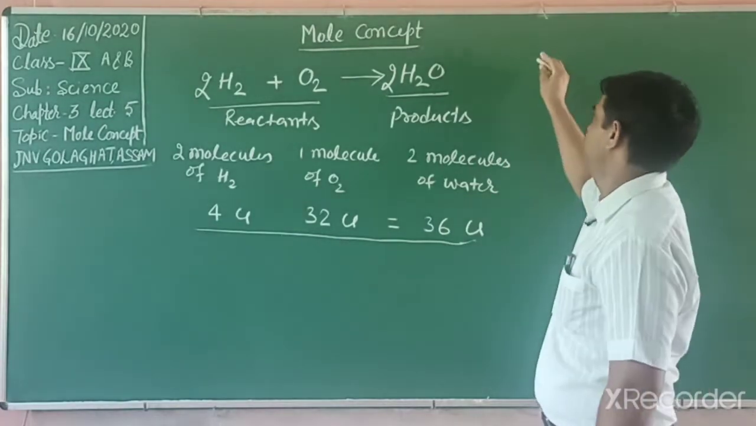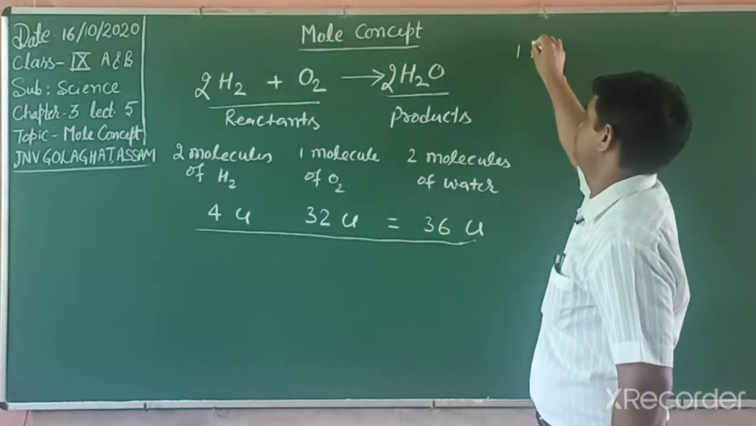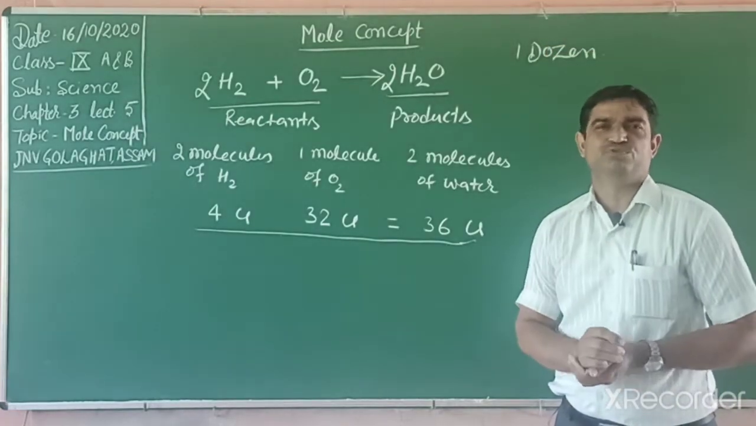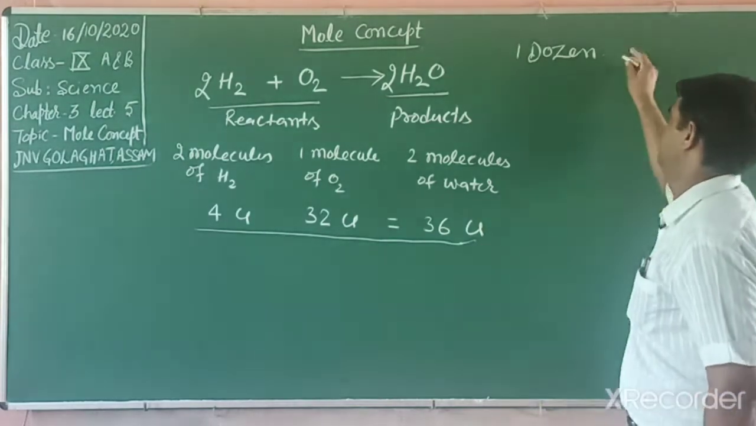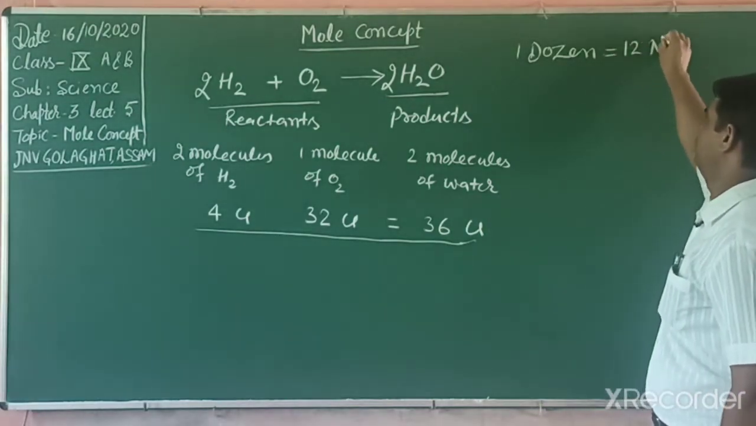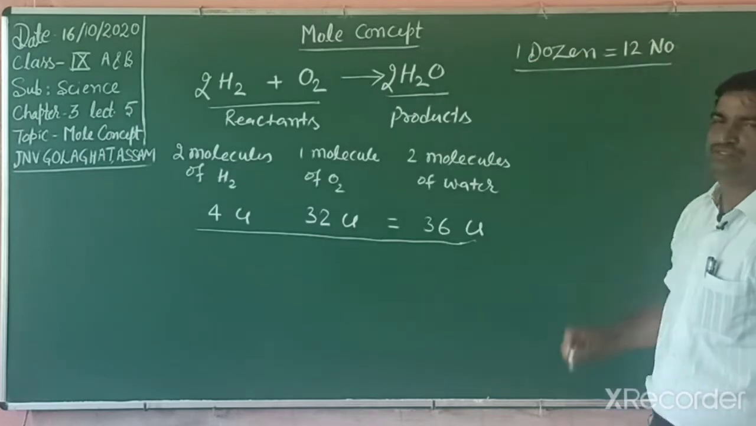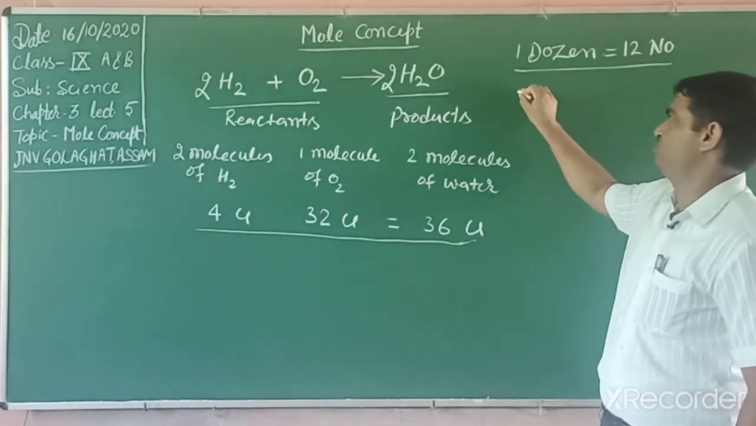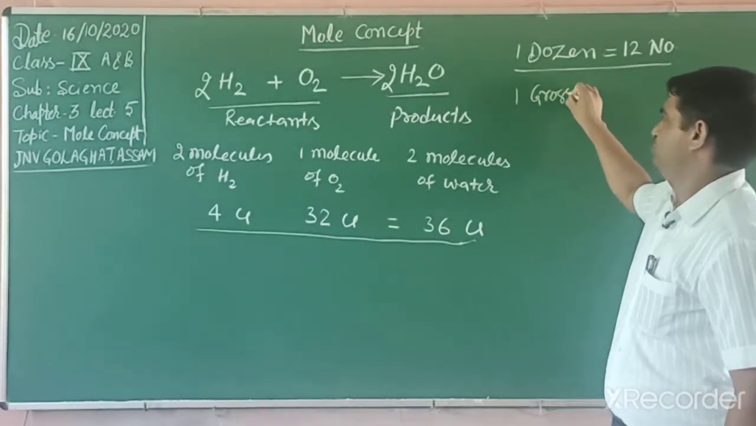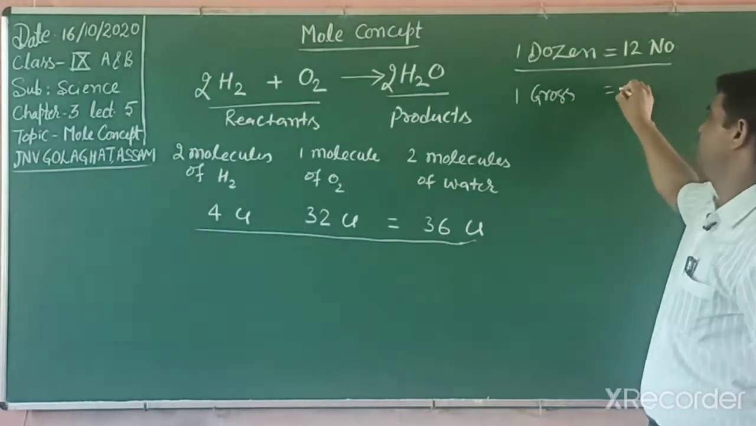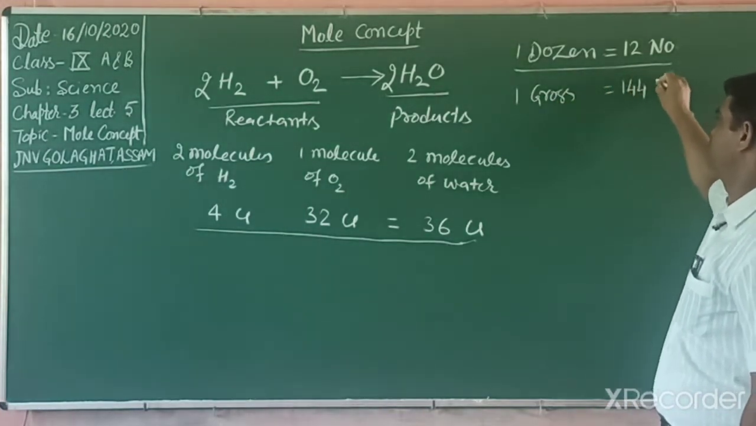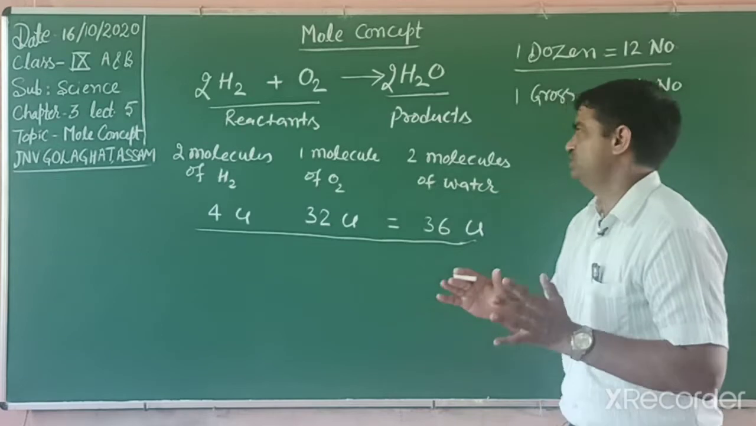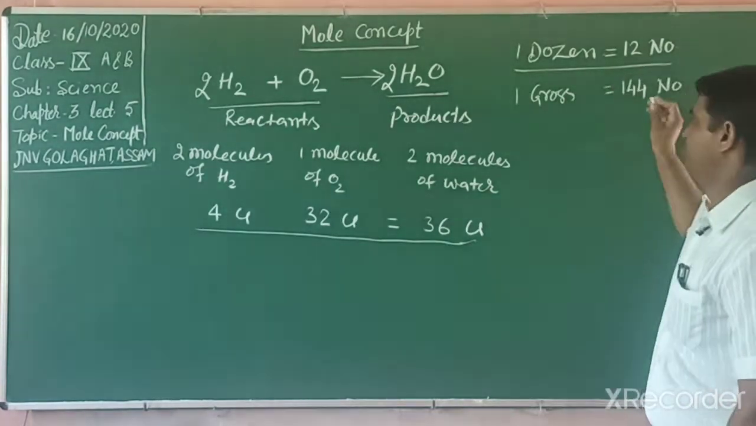Students, you know what a dozen is. 1 dozen of bananas, 1 dozen notebooks, cups, plates, glasses, that is a fixed number, equal to 12. We know 1 dozen is 12. Another one you know is gross, 1 gross. Gross is also a unit, it means 144, like 1 gross of biscuit packets, 1 gross of notebooks, a fixed number, 12 into 12, 144.